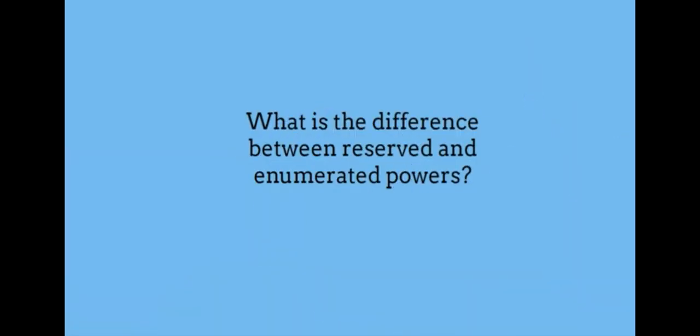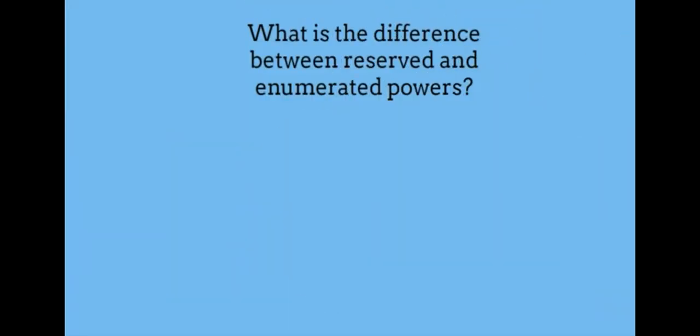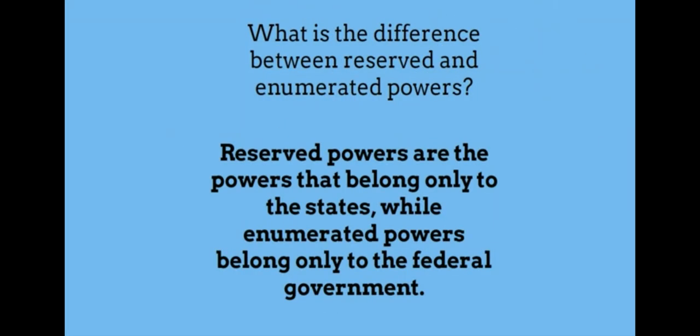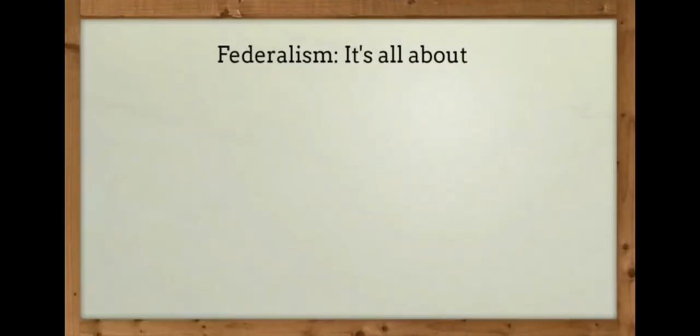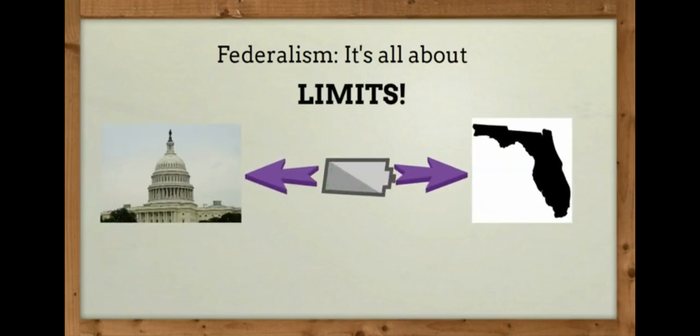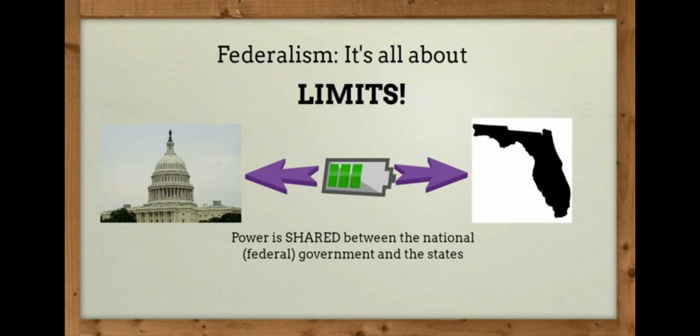What is the difference between reserved and enumerated powers? Reserved powers are the powers that belong only to the states, while enumerated powers belong only to the federal government. Remember, with federalism, it's all about limits. Power is shared between the national federal government and the states in order to limit the power of both under our Constitution.